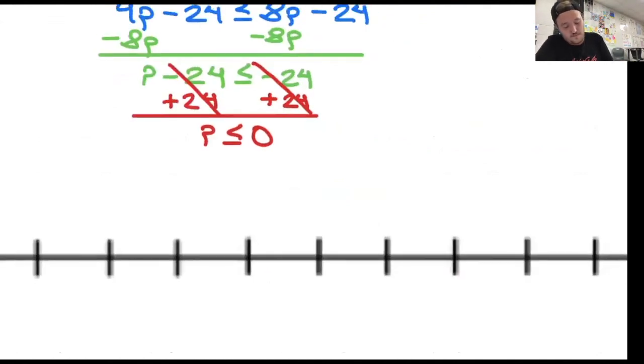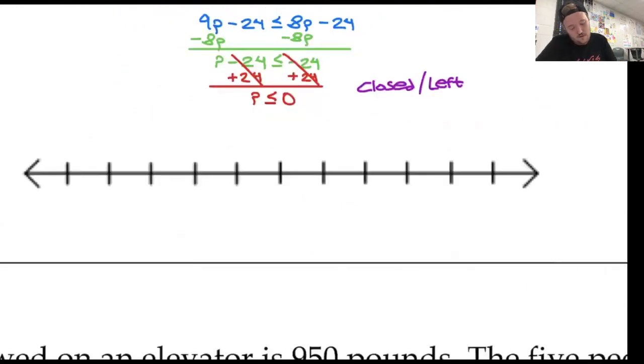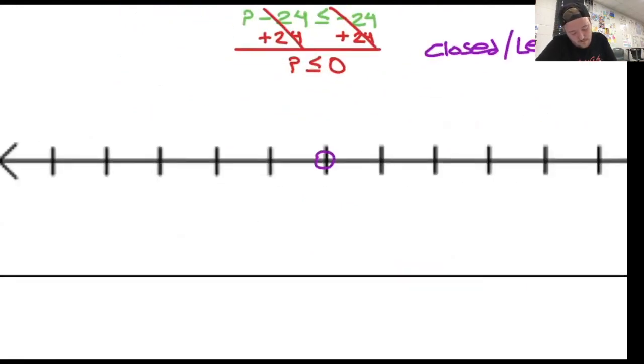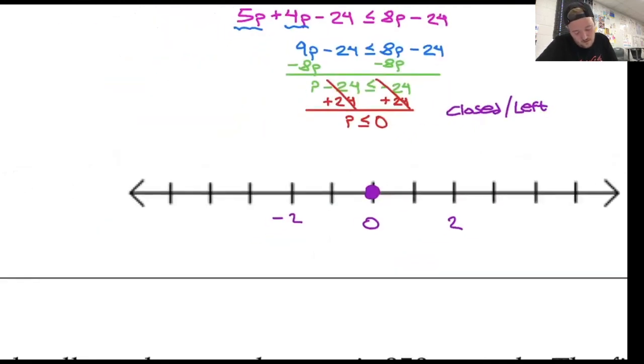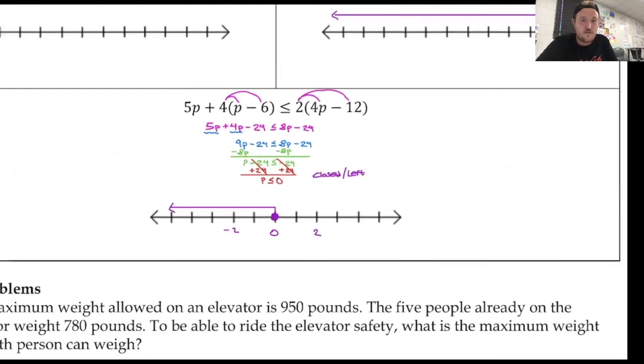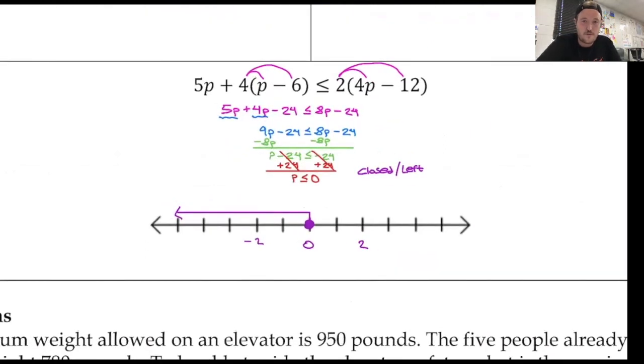So in this, we have a closed circle, and it goes to the left. So approximate the middle, make sure it's closed, 0, 2 below, 2 above. I apparently cannot draw a line, everything's fine. And to the left. All right, so there's that one.